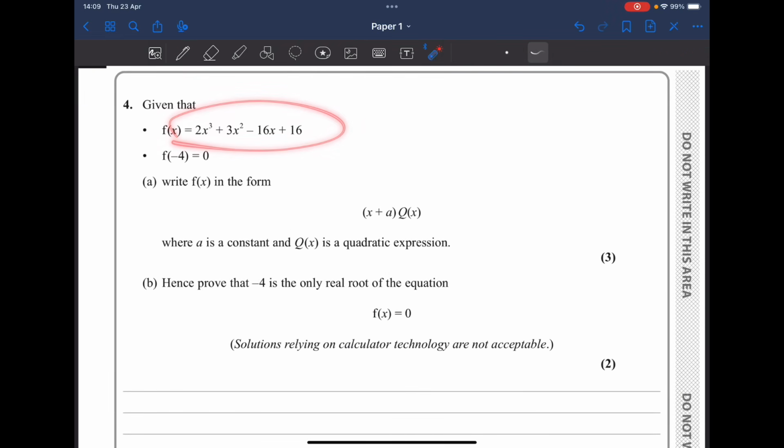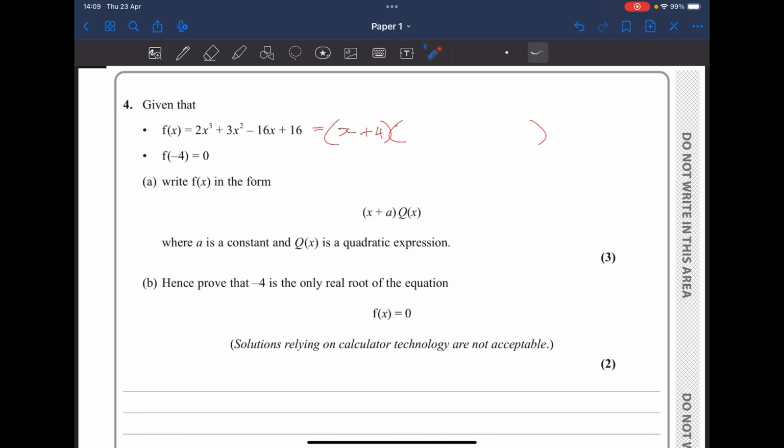We have some cubic, and we're told that it has a root at -4. So let's write it in this form. Well, when we have a root at -4, we can take x plus 4 as this. So a is going to be 4 in this case. So if we do that, x plus 4, the way I do these, you can either do long division, that will work, but it's long. It's in the name.